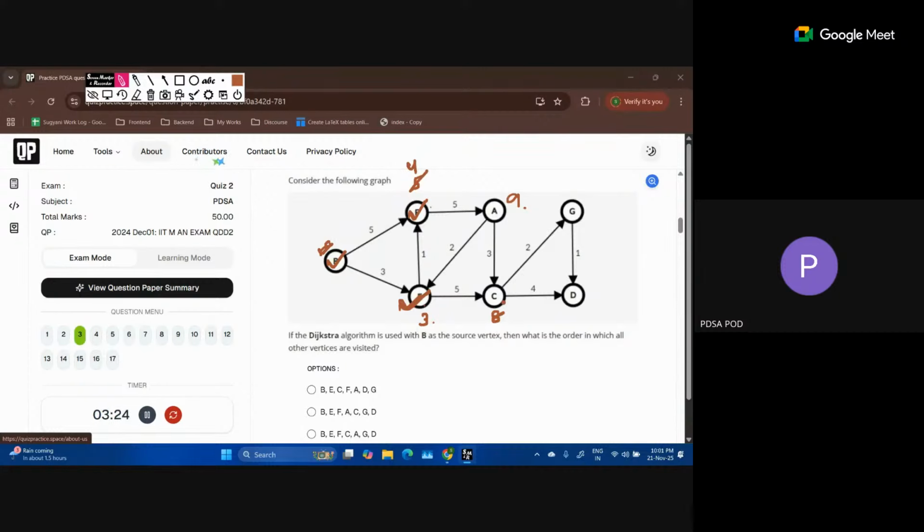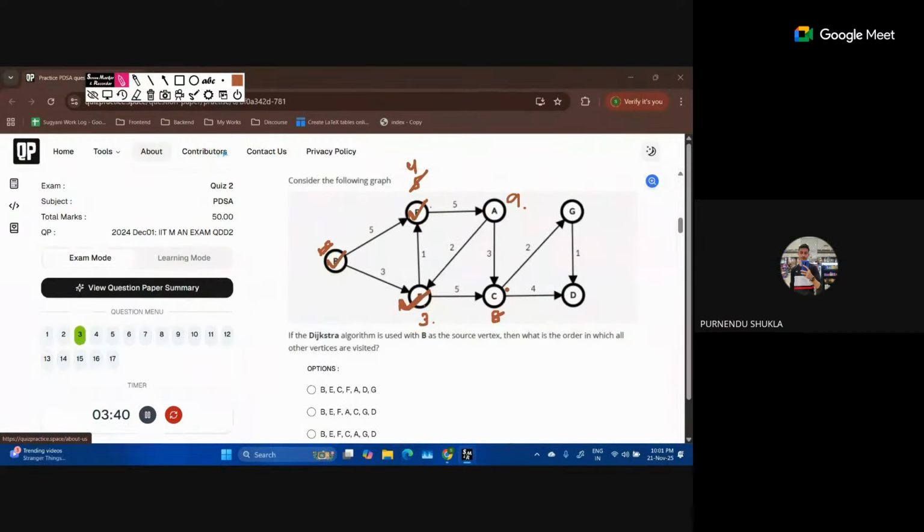We are going to C. 9 and 8. So we will go to C. So from C, what we have is 8. 8 is the distance till C. So there are two edges going out of C. One is this 2 and one is this 4.